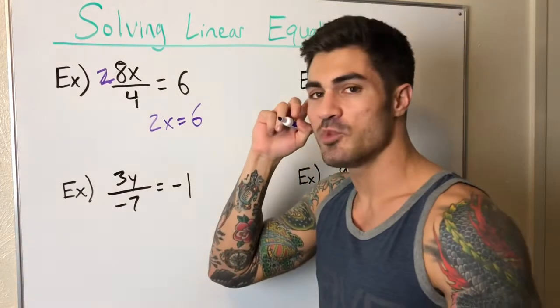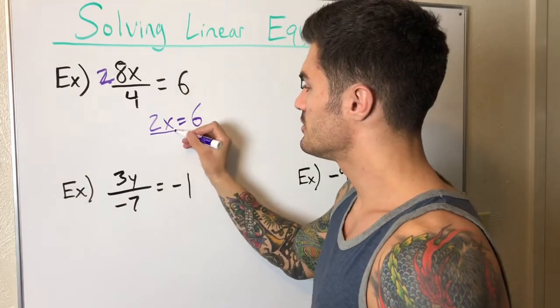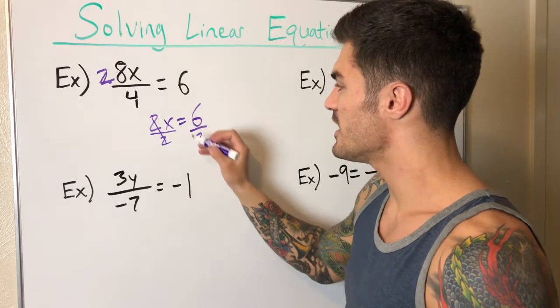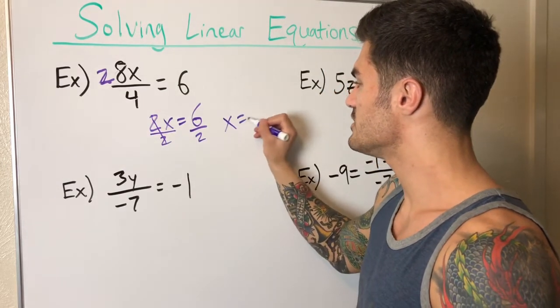And now we can just divide both sides by 2. Divide this by 2. These 2's cancel. That means we have to divide the right side by 2, which means x equals 3.